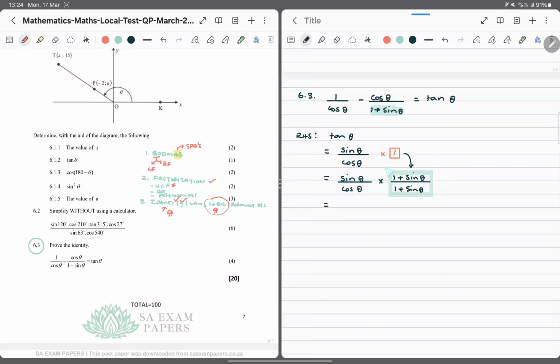So what do we do now? The numerators multiply, so we get sine theta plus sine squared theta. I'm not going to do the brackets. I don't have time. Then here we've got cos theta into 1 plus sine theta. Now we can clearly see that those are the denominators, and it looks like a fraction where we had it like this. By doing the LCM, we ended up here. Now we need that technique of partial fraction decomposition.